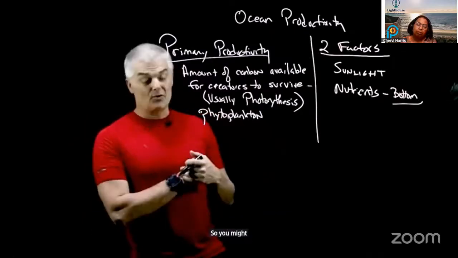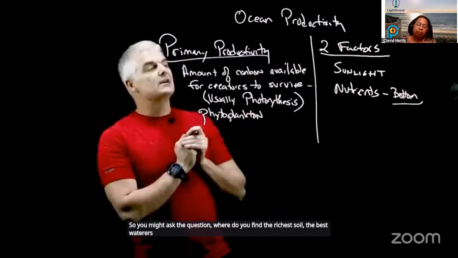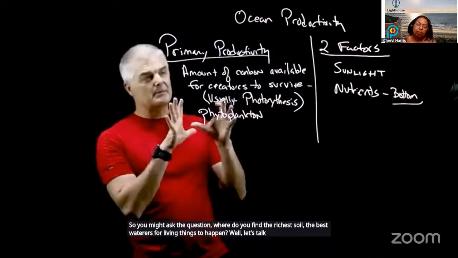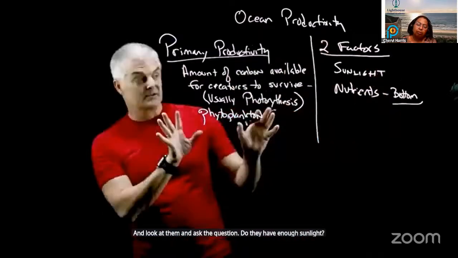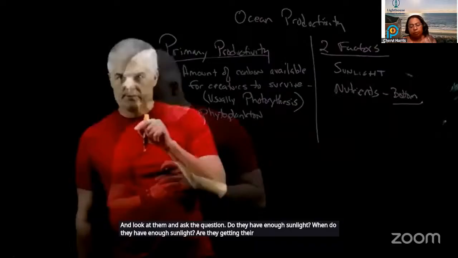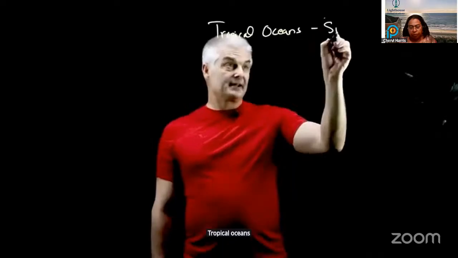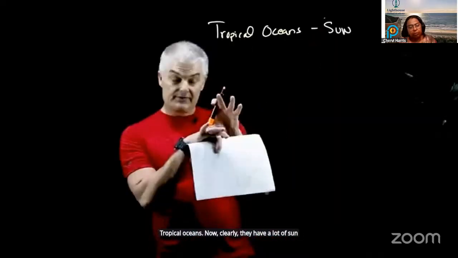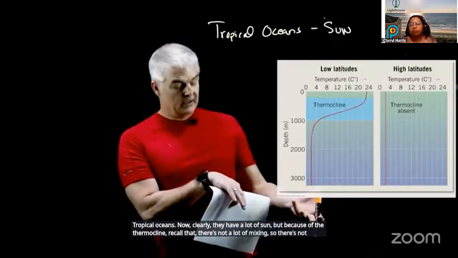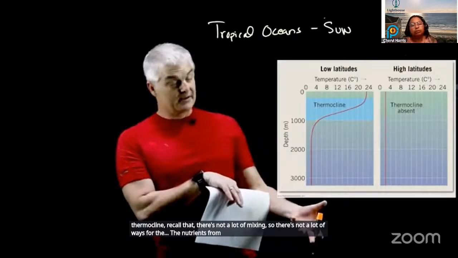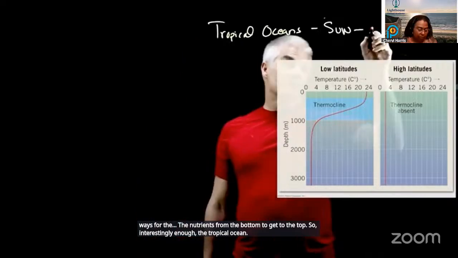So you might ask the question, where do you find the richest soil, the best waters for living things to happen? Well, let's talk about the different regions of the earth and ask the question, do they have enough sunlight? When do they have enough sunlight? Are they getting their nutrients? So let's first talk about the tropical oceans. Now clearly they have a lot of sun, but because of the thermocline, recall that, there's not a lot of mixing, so there's not a lot of ways for the nutrients from the bottom to get to the top. So interestingly enough, the tropical oceans are the deserts.